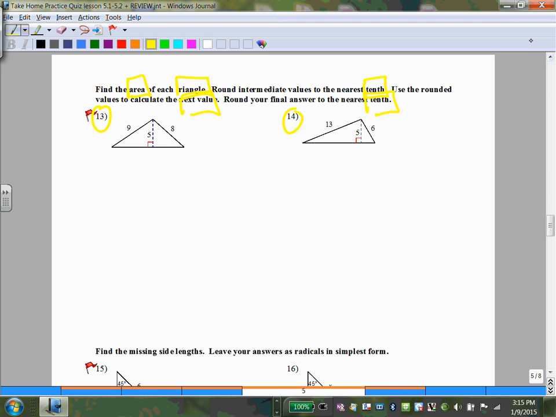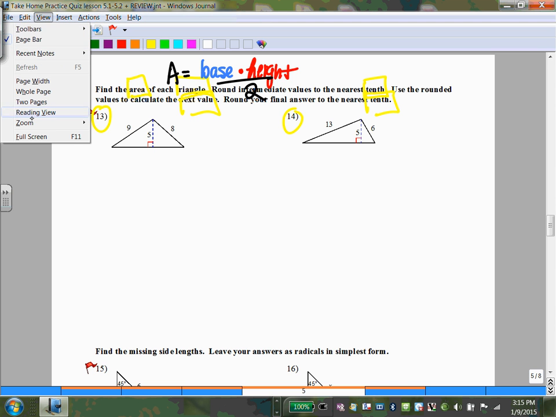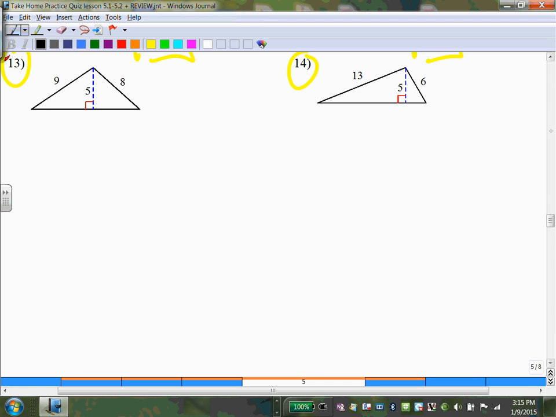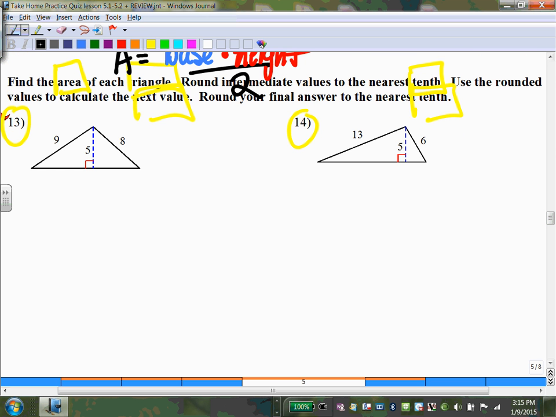So there's several things going on here. First off, the area of a triangle is going to be the length of the base times the height over 2. That's how you find the area of a triangle. We're going to do 13 together. So in 13, let's write that equation out for area of a triangle. Area equals the length of the base times the height over 2.